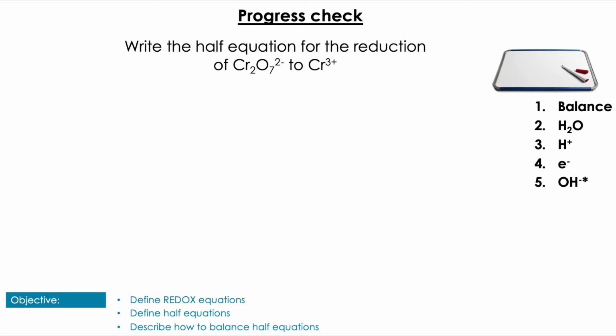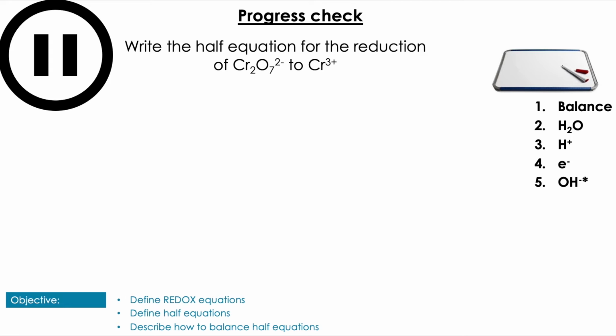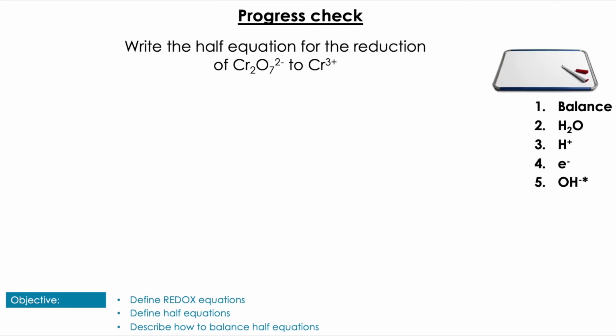Next one, bit more difficult, is the chromate ion. So take your time and go through all 5 steps here. Pause the video to give yourself a moment for that. Pop them up. So with this one, be careful that you don't miss your first step, because if we put our chromium ions, 3+, we need to first of all balance the equation, which is going to put 2 chromium ions on the right hand side.